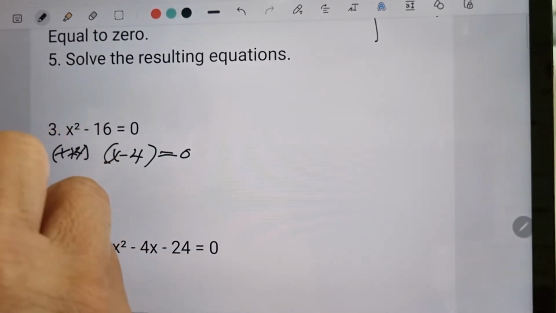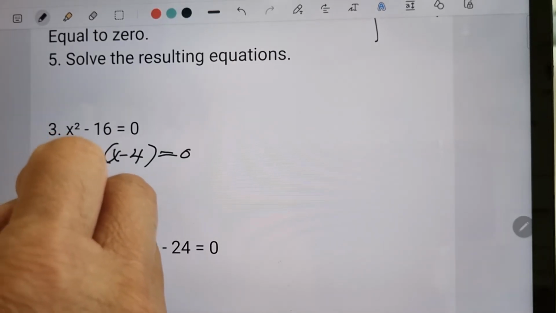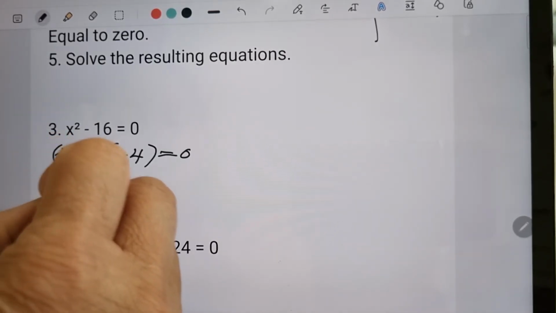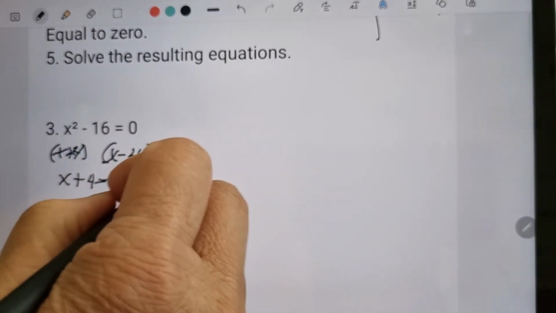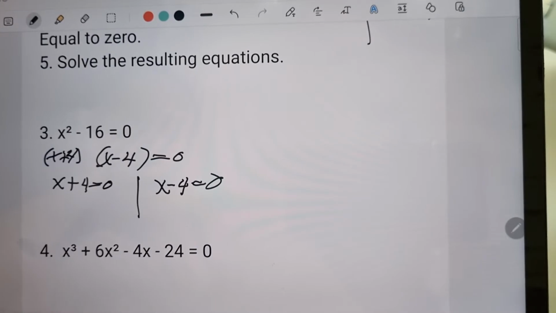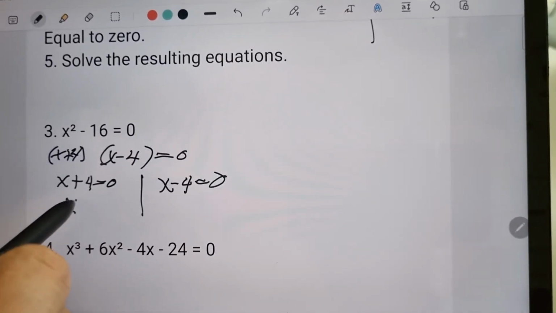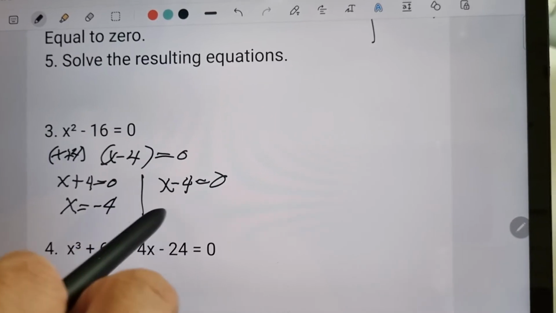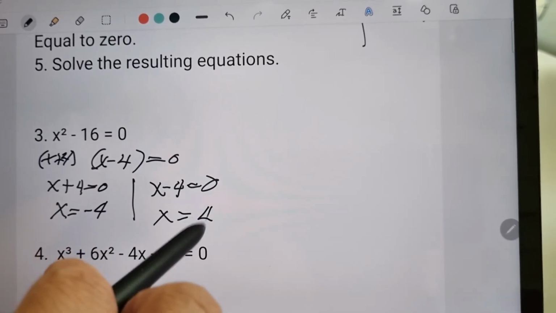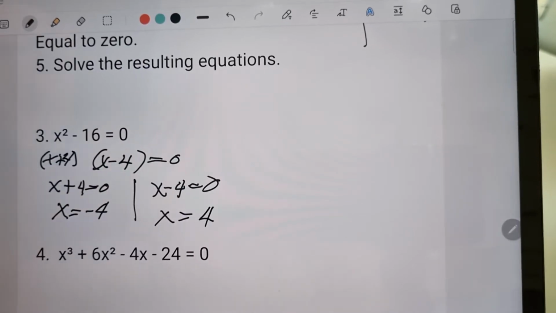Now you can solve for x, set each variable factor equal to 0 first. X minus 4 is equal to 0. So now you can solve for x. X is equal to negative 4. And x is equal to positive 4. So again, there we have two values of x.